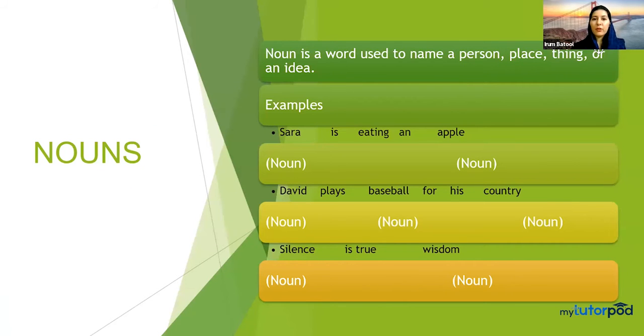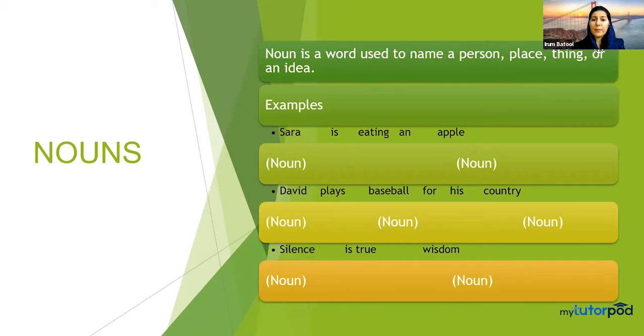Now let's have some discussion on nouns. A noun is a word that is used to represent or name a person, place, thing, or an idea. Let's discuss some examples related to nouns. Sarah is eating an apple. In this particular sentence, Sarah is a noun. Apple is a noun. David plays baseball for his country. In this sentence, David is a noun. Baseball is a noun. Country is a noun.